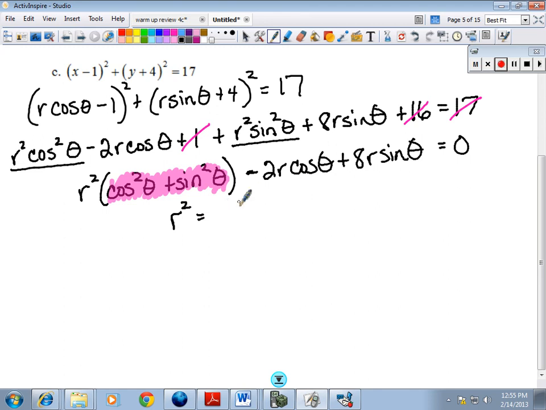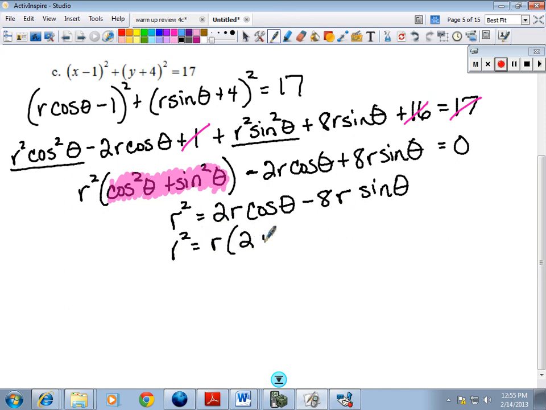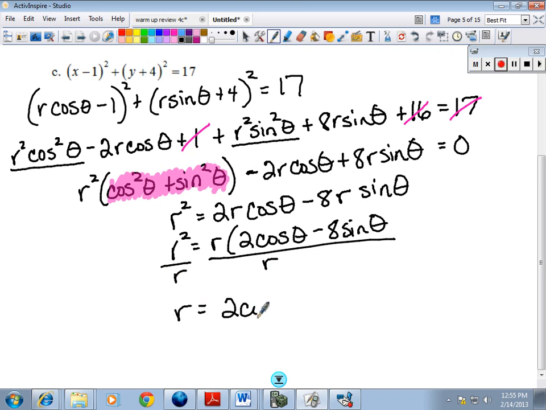And I'm going to go ahead and move these to the other side. That'll be a positive 2r cosine of theta minus 8r sine of theta. I need to get all my r's on one side though. Can I factor an r out over here? 2 cosine of theta minus 8 sine of theta. And divide by r. And I'm done. r equals 2 cosine of theta minus 8 sine of theta.